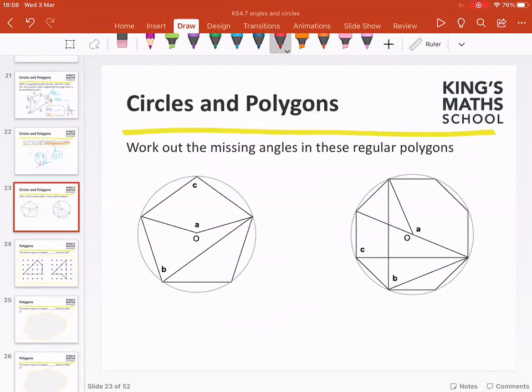Working out angles in regular polygons, inscribed polygons. So the first one's relatively straightforward. Obviously, B is going to be half of A, and B and C make a cyclic quadrilateral. Hopefully, they can see the embedded cyclic quadrilateral. Finding A actually can be quite difficult.